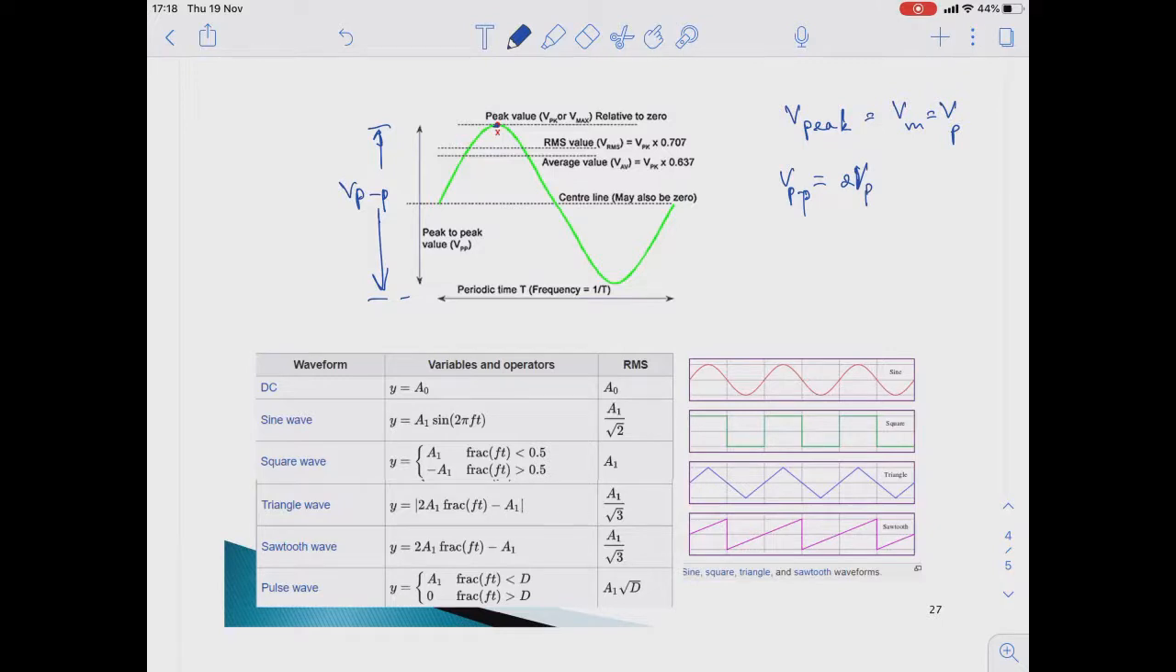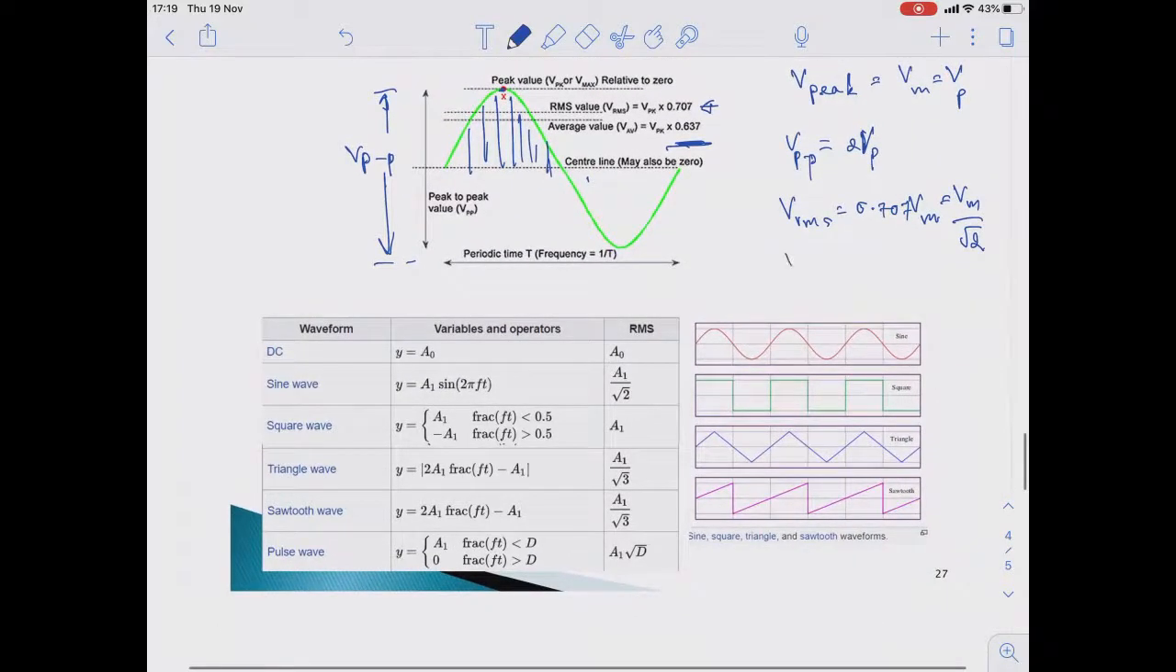And so we have VRMS value. VRMS is equal to 0.707 V peak or Vm, which is equal to Vm divided by square root 2. And often you will see another term, average value. Average value, they will go to find the average value of this cycle. This one only finds the positive value, the absolute value, and it will be equal to 0.637 V peak.